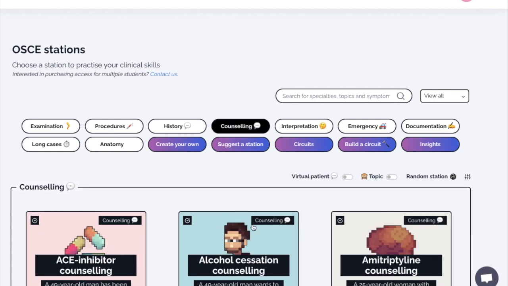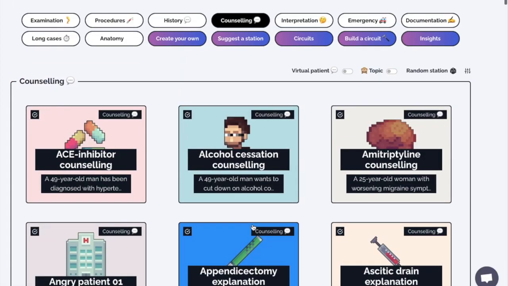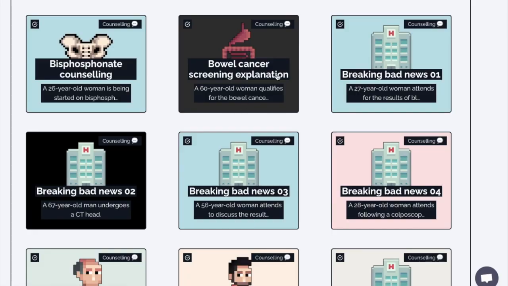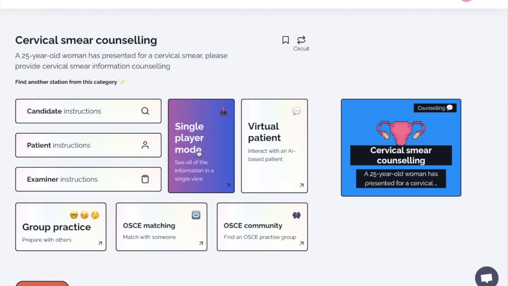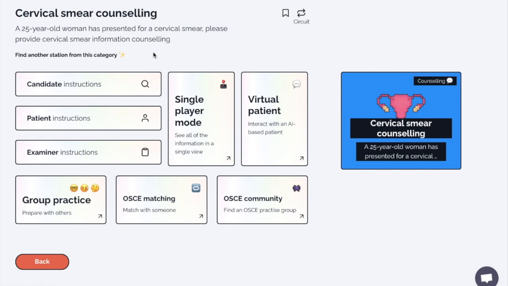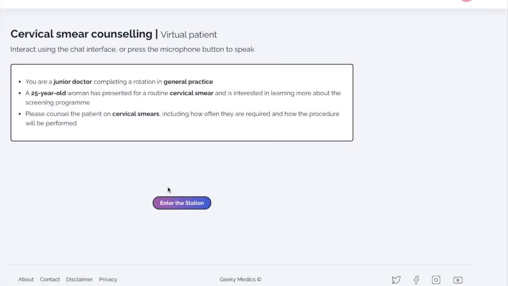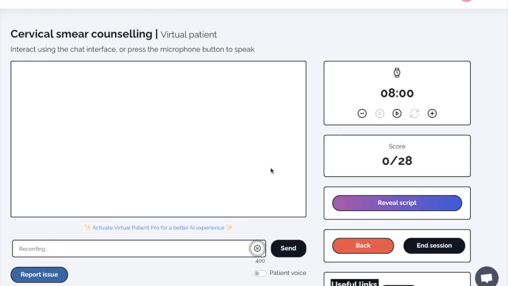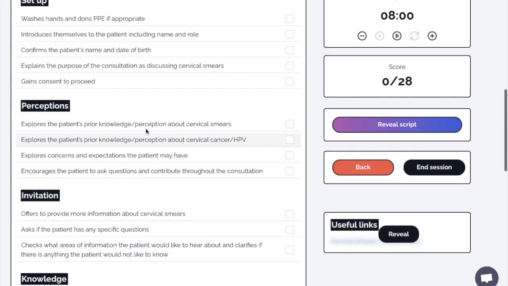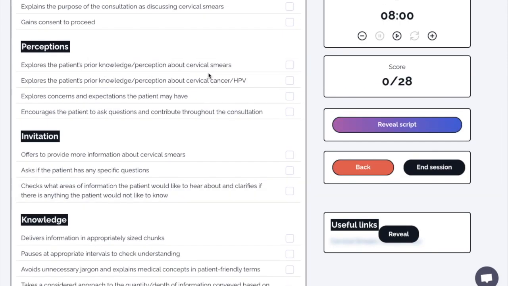Again, I'm showing another section, which is the counseling. You have all the different counseling that can possibly come up. Breaking bad news, for example, is very common, and you have 9-10 stations on that. You also have cervical smear counseling there, and you can see there you have the virtual patient. Usually with counseling, you don't really need someone to speak to you because the majority of the time you're talking on your own. But again, if you're practicing on your own and you don't have anyone to practice with, then you can use the virtual patient to do the practice, and then you can mark yourself.